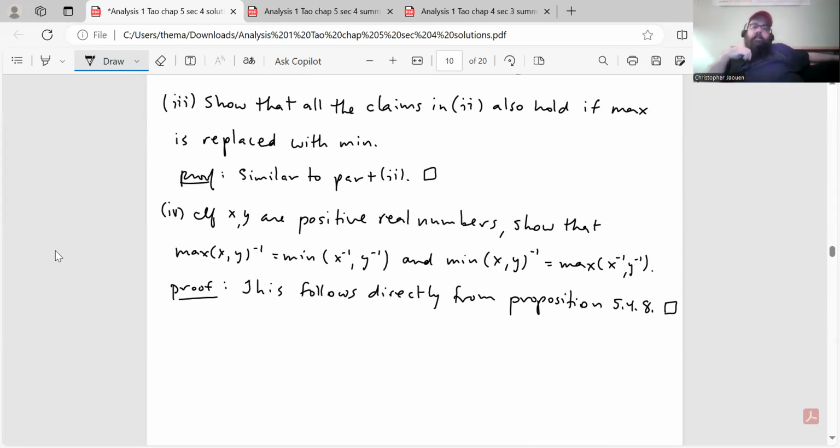And then the last part here, part 4 says, if x, y are positive real numbers, show that max(x, y) inverse is equal to the minimum of x inverse and y inverse, and min(x, y) inverse is equal to the maximum of x inverse and y inverse. And again, I didn't really show all the work. This follows directly from proposition 5.4.8. I'll just remind you of what that proposition says.